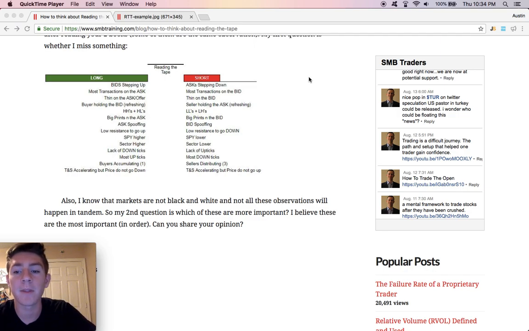Reading the tape of a stock specifically is what is known as a leading indicator versus a lagging indicator. To explain what that is, for example, a moving average or an exponential moving average or VWAP or all the indicators that we use such as MACD, they're all lagging indicators because they're based off price. They use price and volume and some equation to determine what that actually is.